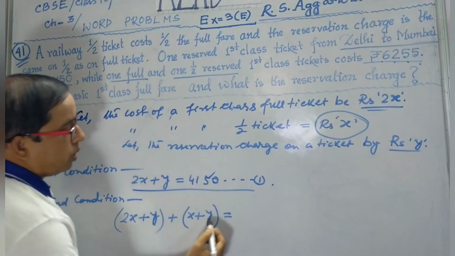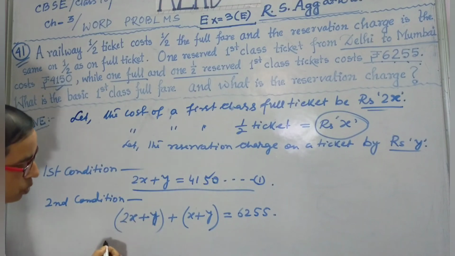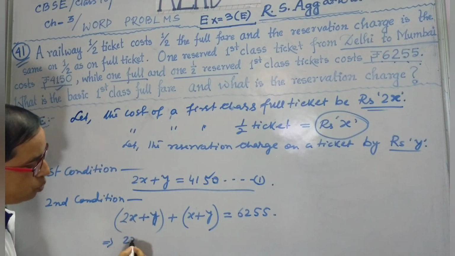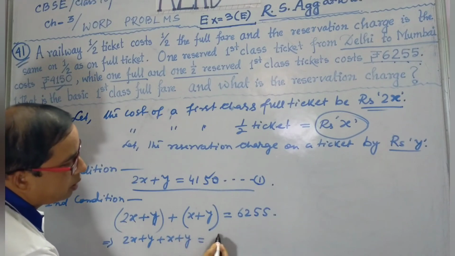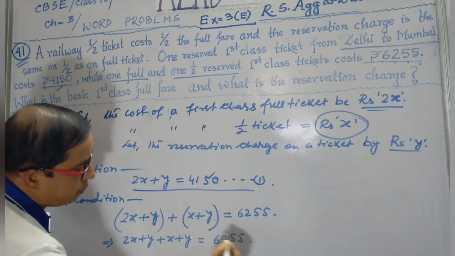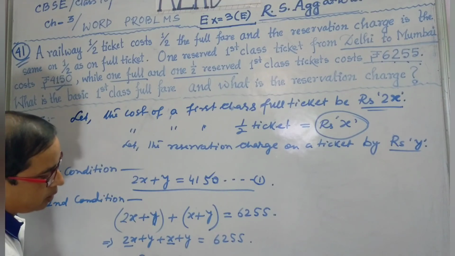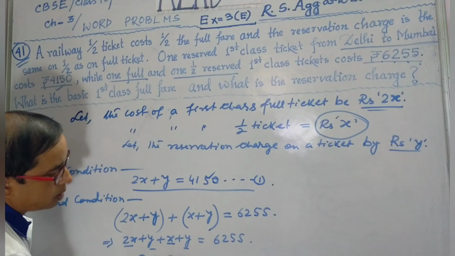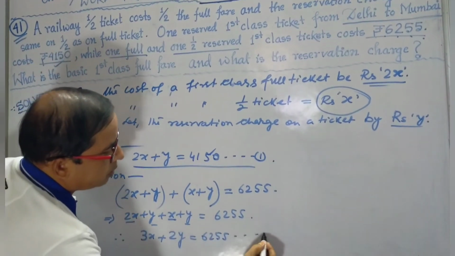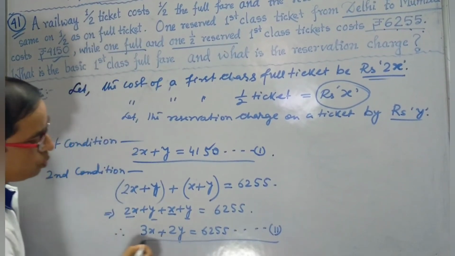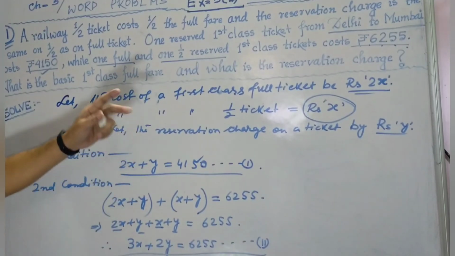If I solve it, it will be 2x plus y plus x plus y equal to 6255. Therefore, 2x and x means 3x. y and y means 2y. It becomes 3x plus 2y equal to 6255. This is equation 2. Now you can easily solve these two equations and you will get the answer.